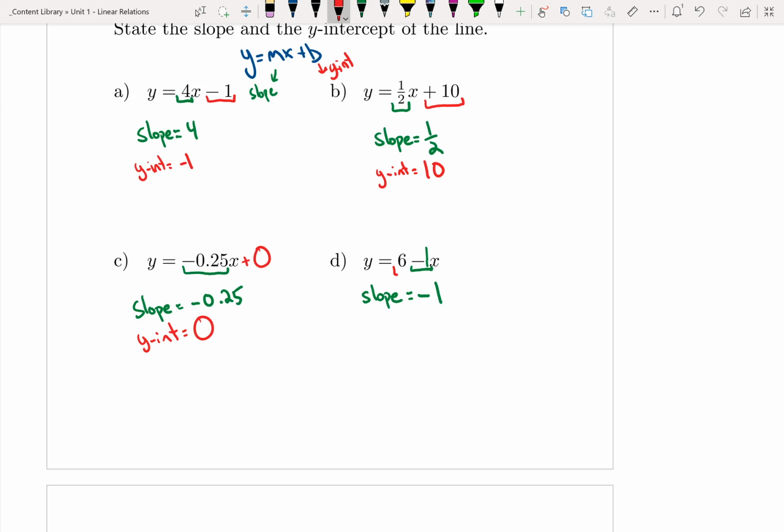My y-intercept is again the value on its own. In this case, it's positive 6.